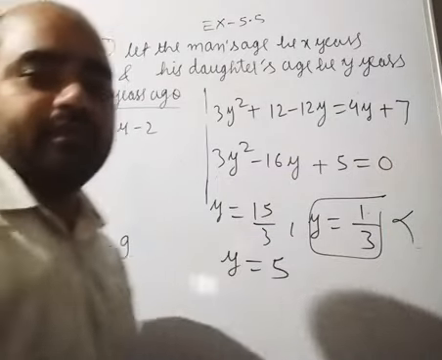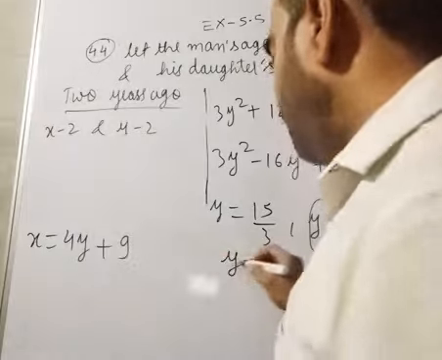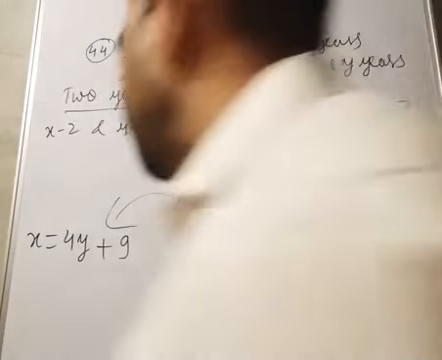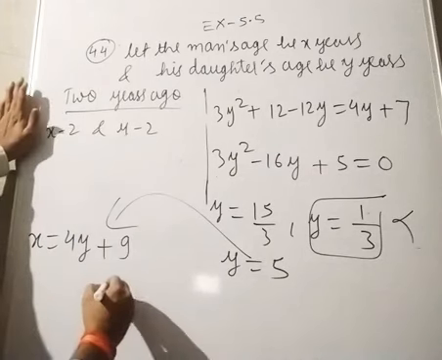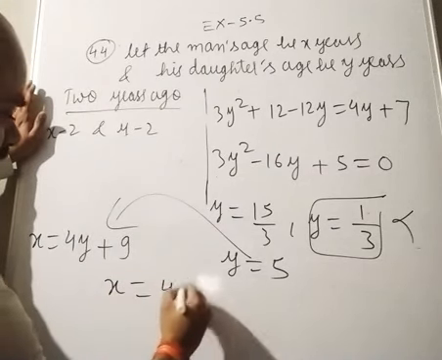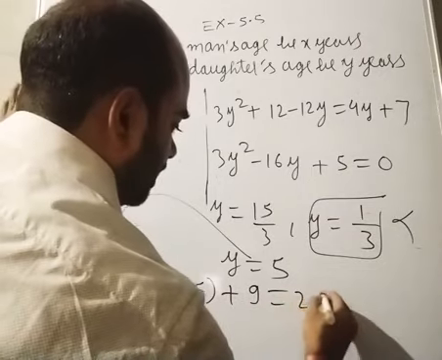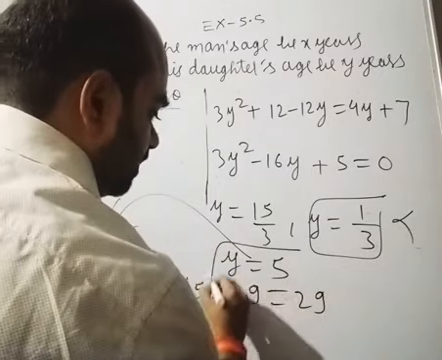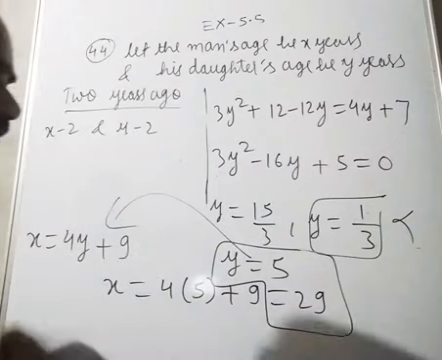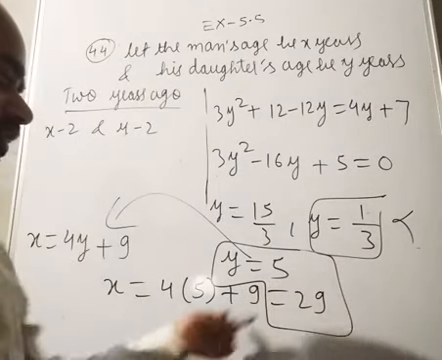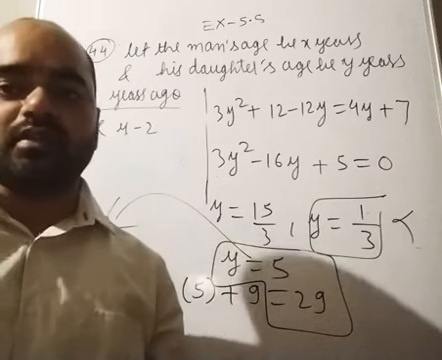If y is equal to 5, what is x? Already we have calculated 4y plus 9. It means x will be 4 into 5 plus 9, that is 29. It means this is the answer. X is 29, the man's age is 29 years and the daughter's age is 5 years. Correct?